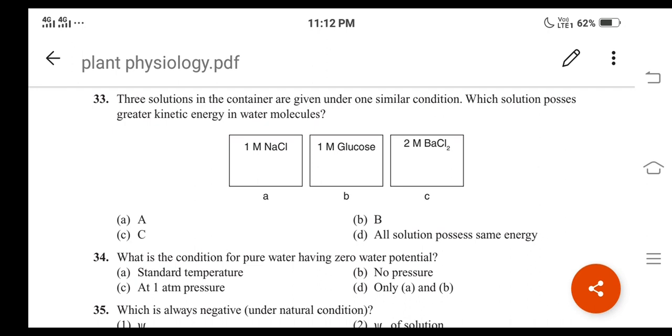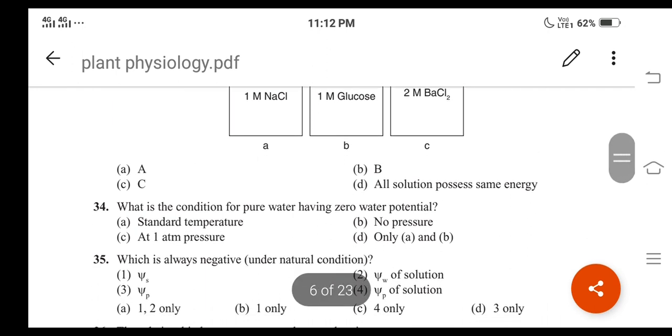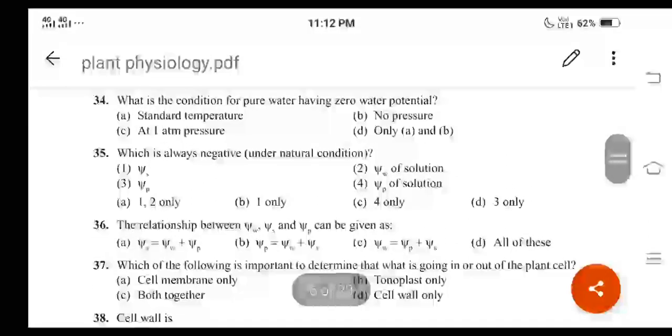Then let us move on to the next question, number 34. What is the condition for pure water having zero water potential? The options are like this: A is standard temperature, B is no pressure, C is at 1 atmospheric pressure, and D is only A and B. For question number 34, option D becomes the correct answer.